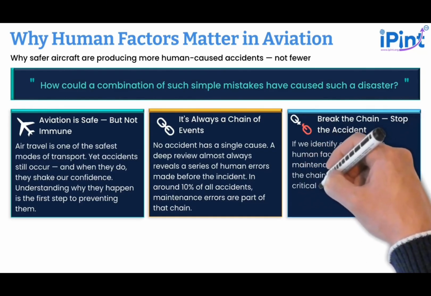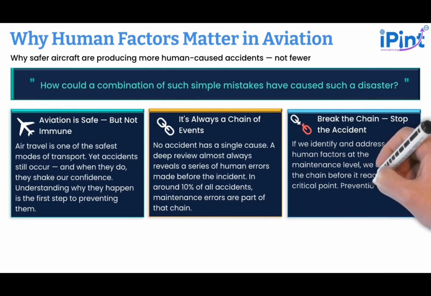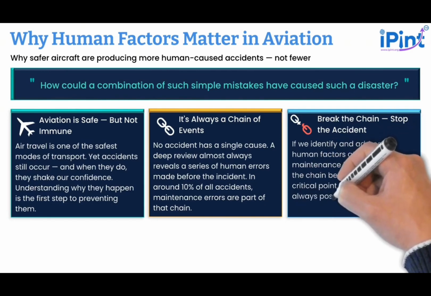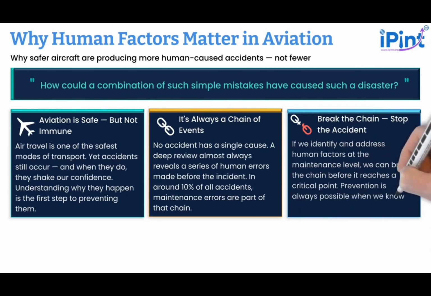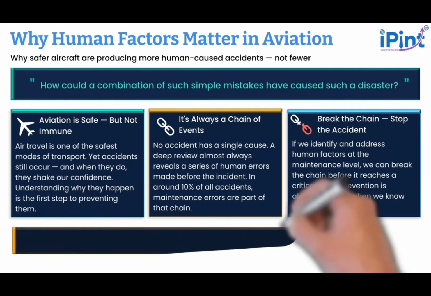A chain can be broken. If we identify and address human factors at any point in that sequence, especially at the maintenance level, we can stop the accident before it ever happens.